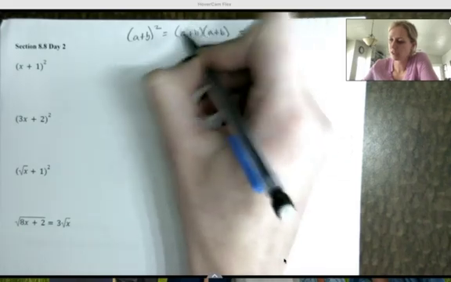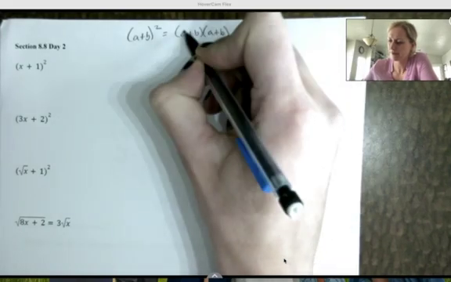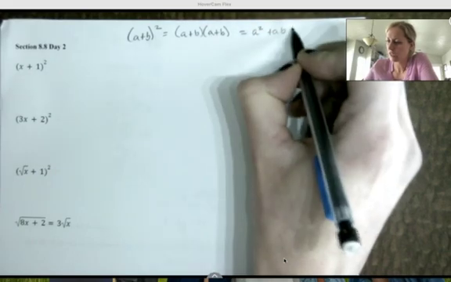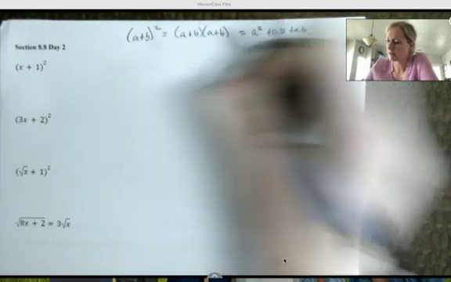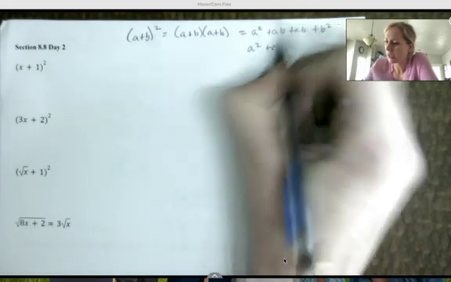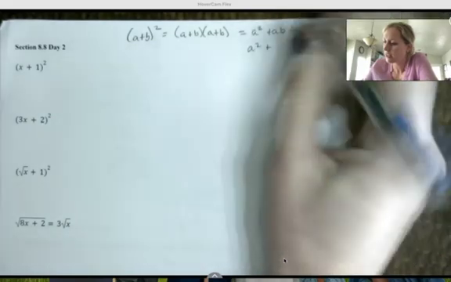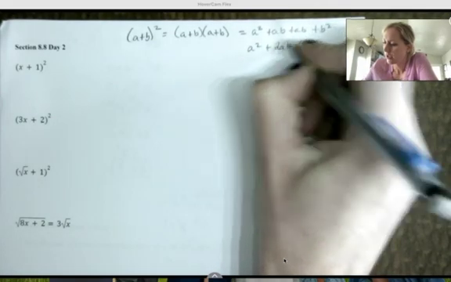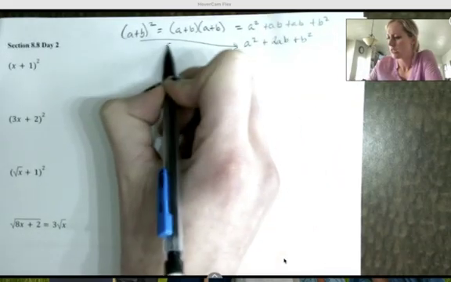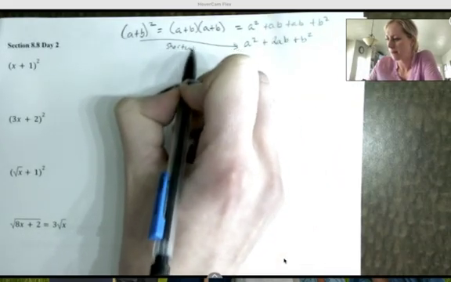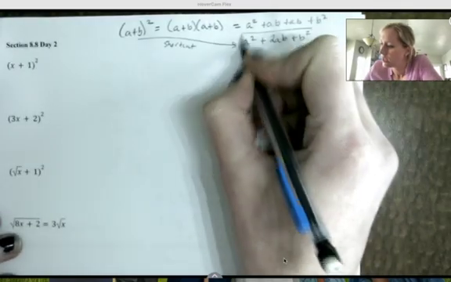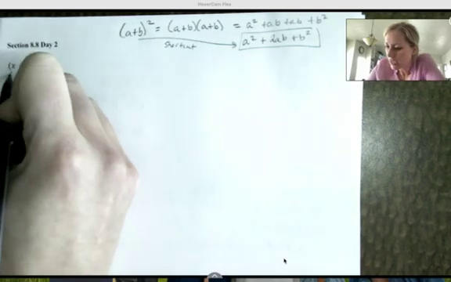So when I distribute here, I'm going to get a squared, a times b again, and then b times b. So what ends up happening is I'm always going to get this anytime I square a binomial. The shortcut is just to skip to that. So if I use that, this is like my a and my b.